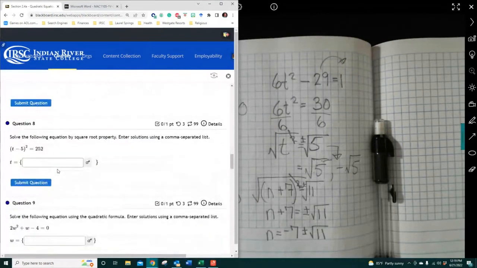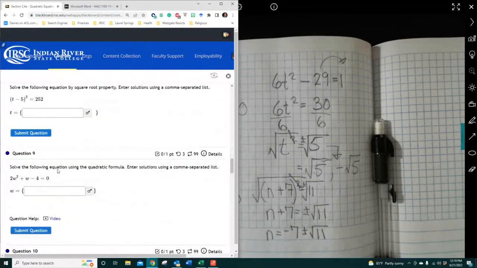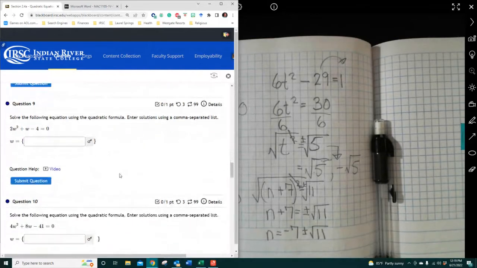Number 7, I'm going to skip over a couple of these. Number 8. Now I want to do the quadratic formula. Okay, so that's a little different.